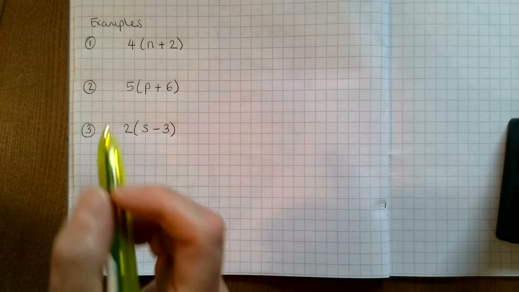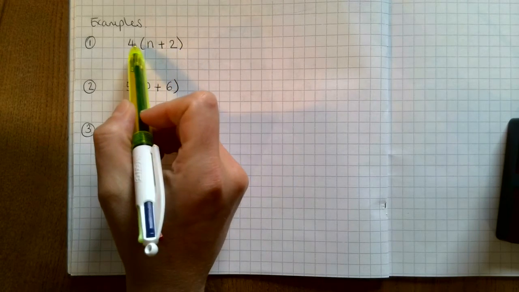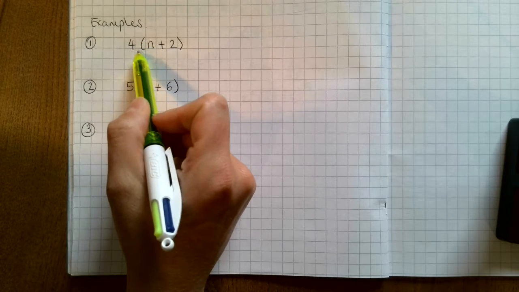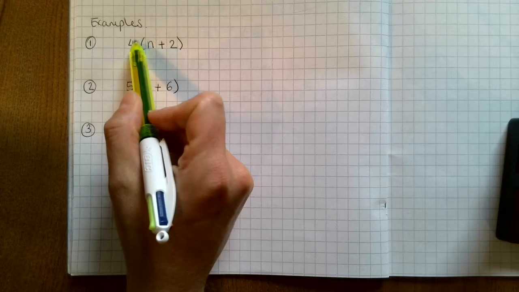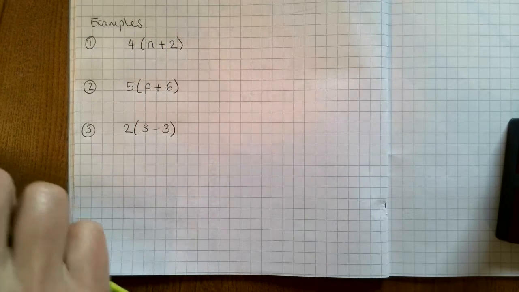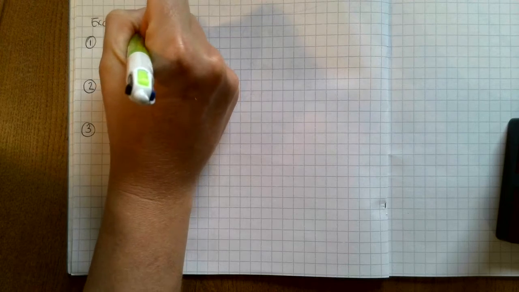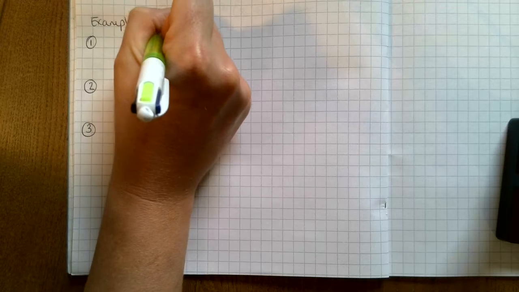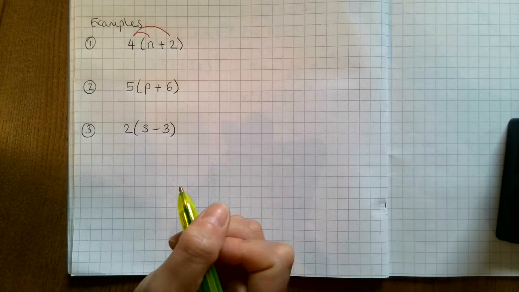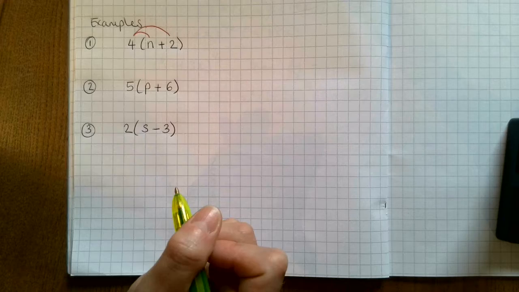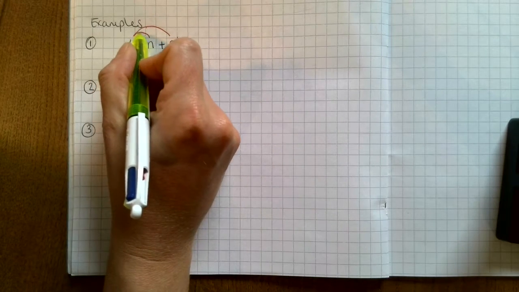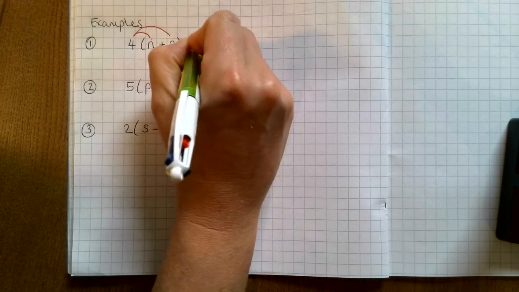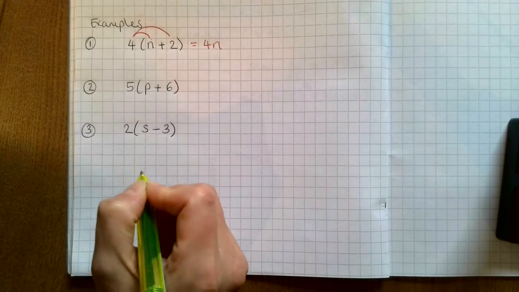Okay, so this first one, this number that's outside the bracket is multiplying everything inside the bracket. First of all, that 4 is multiplying the n, and then it's multiplying the 2. So both of those things are being times by the 4. So the first one, 4 times n, we can write that as 4n.